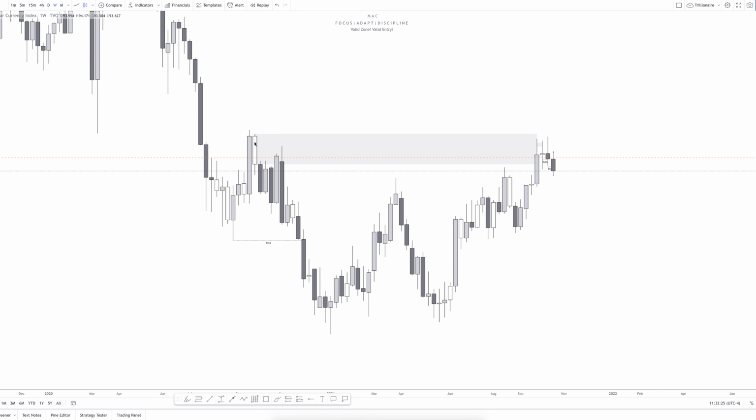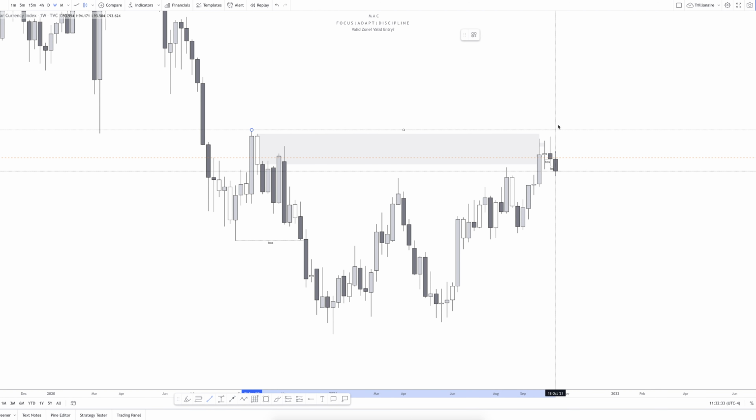We can see that we're overall playing within this range here. Okay, so price is playing within this range here. Here's the high of the range. And then, of course, we have the low of the range.